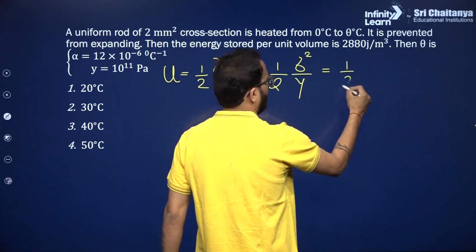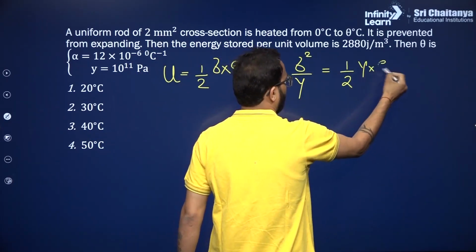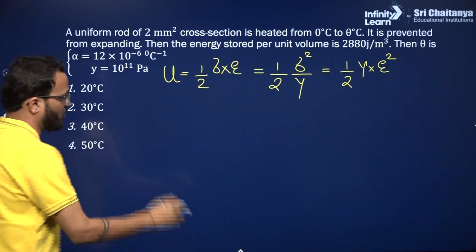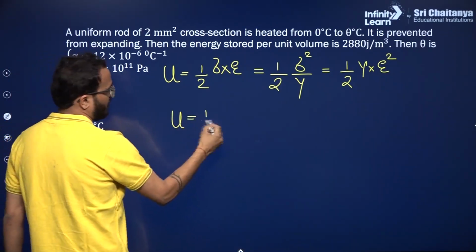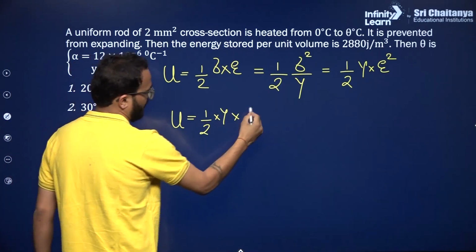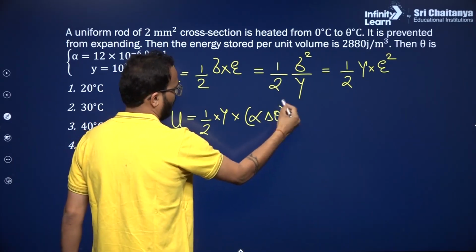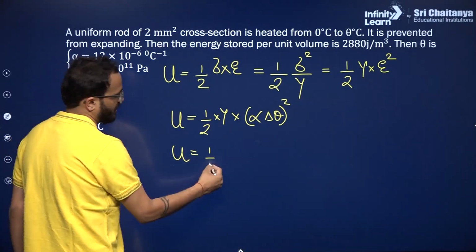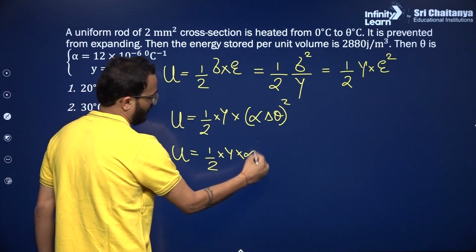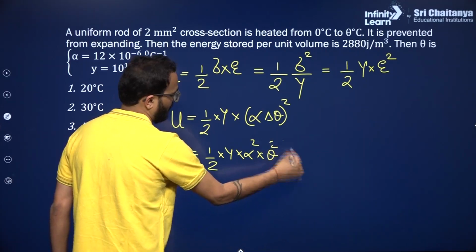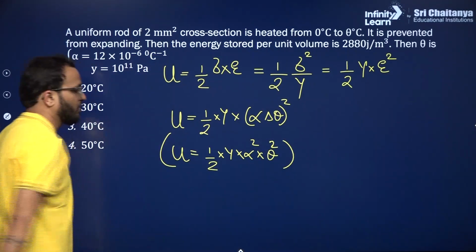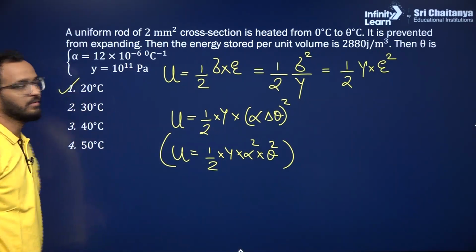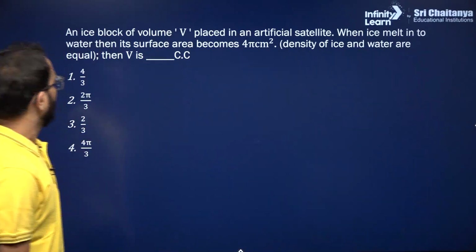Now this is half into Y into strain square. Got it? So this is the formula. So I guess last one will be better. So it is half into Y into alpha delta theta whole square, because strain is alpha delta theta. So it is half into Y into alpha square into theta square, because theta initial is 0, right? So from here we will solve it, and theta comes out to be 20 degrees. Simple question, simple solution.